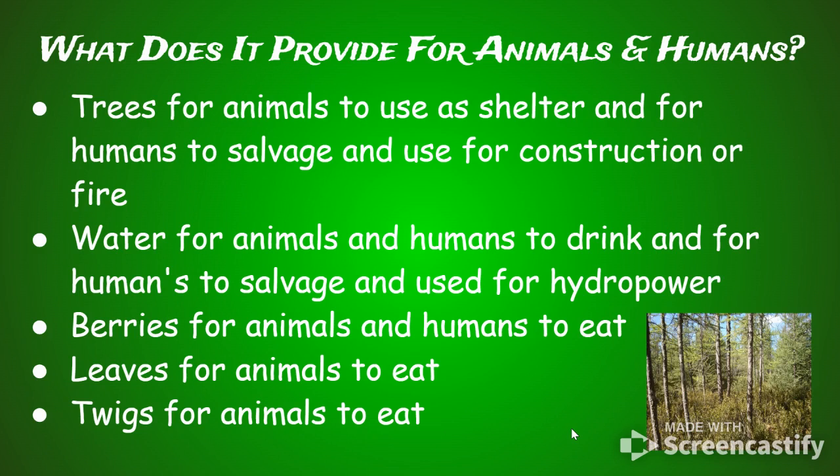What does the habitat provide for animals and humans? Well, trees are used for animals to use as shelter and for humans to salvage and use for construction and fire. Water is used for animals and humans to drink and for humans to salvage and use for hydropower. Berries are also eaten by animals and humans. Leaves are just eaten by animals, and so are twigs.